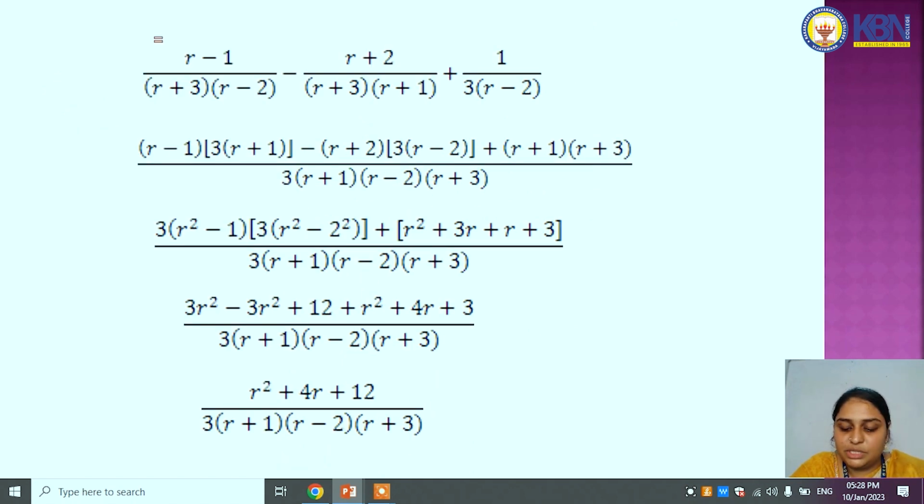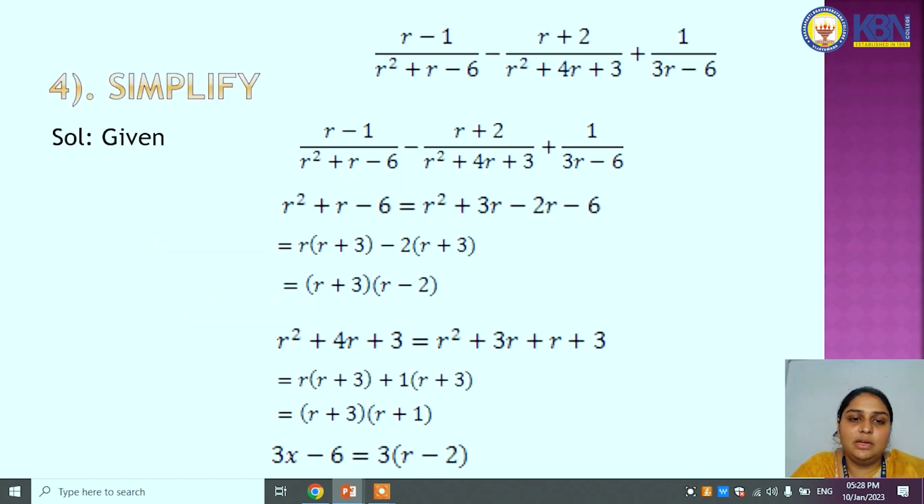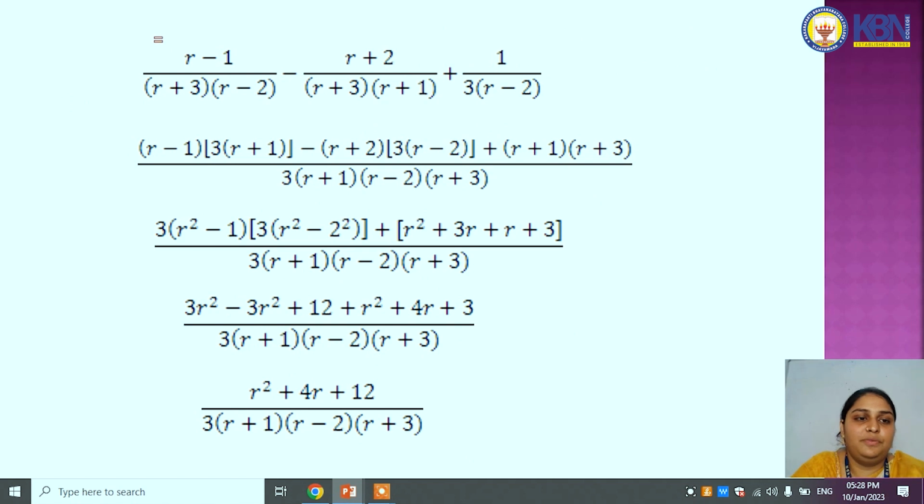Now, substituting these factors in the given algebraic fractions, then we get r minus 1 by r plus 3 into r minus 2 minus r plus 2 by r plus 3 into r plus 1 plus 1 by 3 into r minus 2. Now taking the LCM for these three algebraic fractions, we get 3 into r plus 1, r minus 2 into r plus 3.